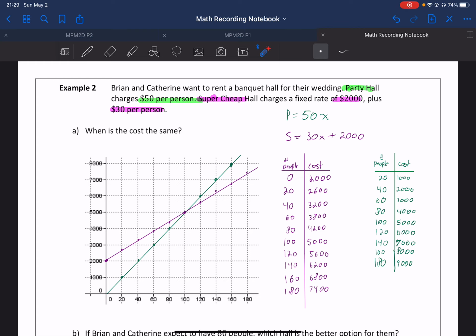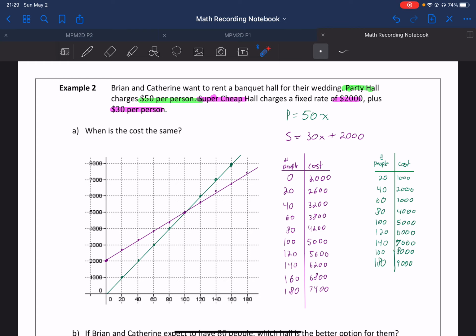Because when you go to have a banquet hall, you're not just renting the place, you're also renting it based on how many people you're bringing. Most banquet halls charge you by how many people you bring. The more people you bring, the more they're going to charge you. So Brian and Catherine want to rent out a banquet hall for their wedding. A party hall charges $50 per person. So I've created the equation: their price is equal to $50 per person, times x, which is how many people are coming.